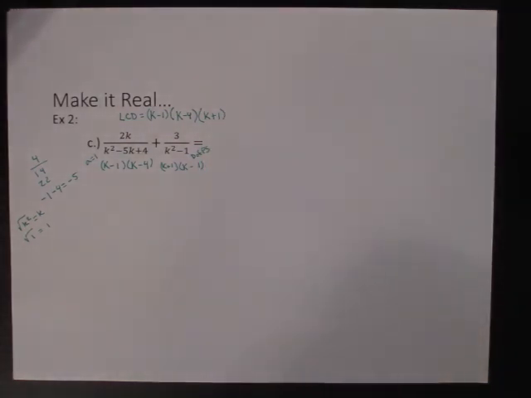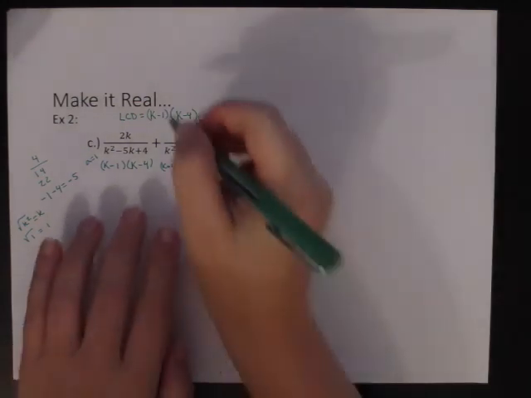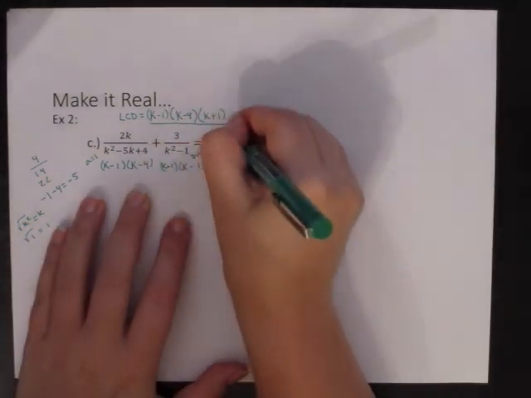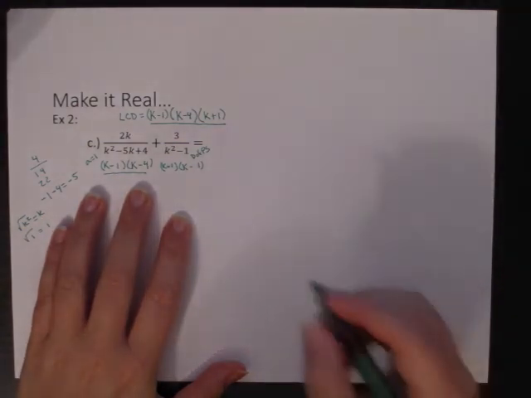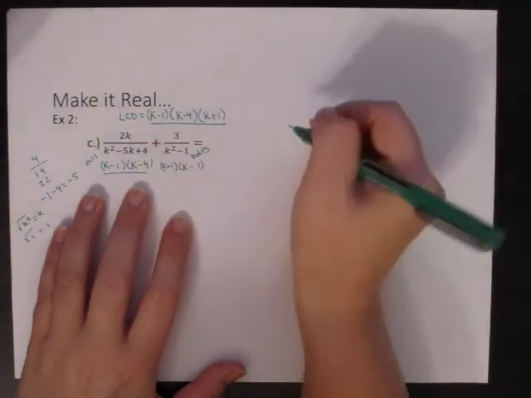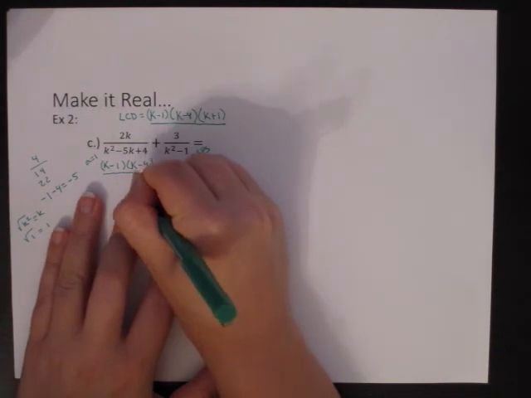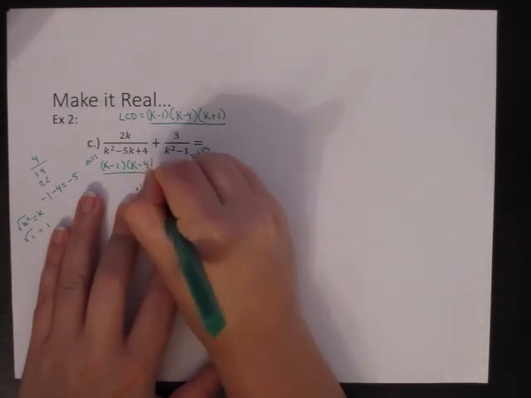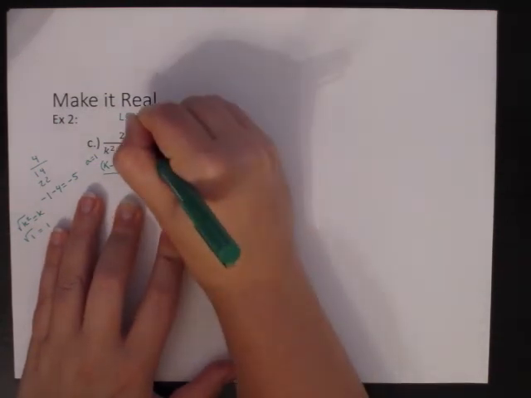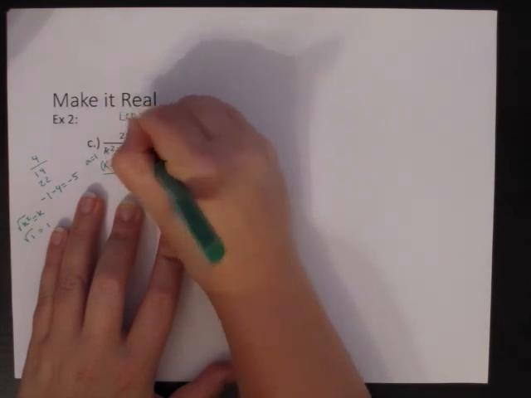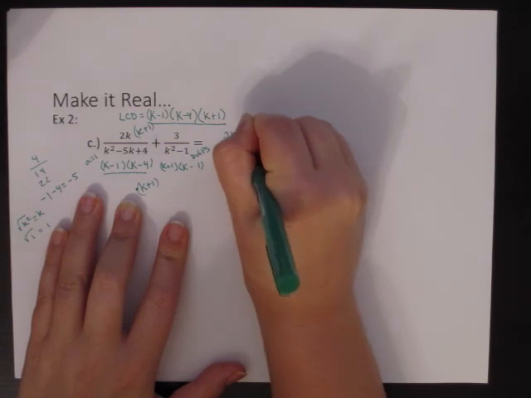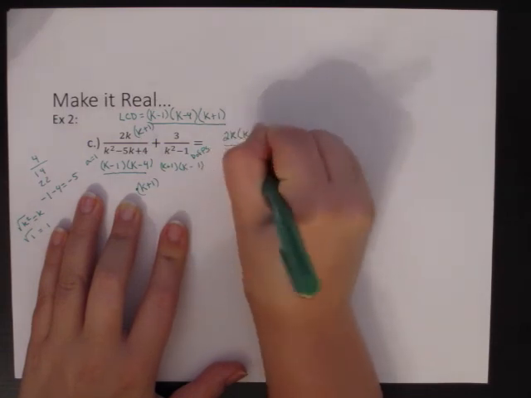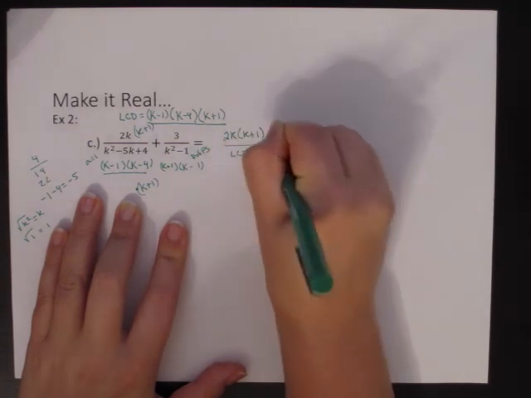So that's step 1. Step 2, we have to make equivalent fractions. So I compare my LCD to my first denominator, and I ask myself what's missing. The only thing that's missing from here to here is just the k plus 1. And what I do to the bottom, I have to do to the top. So I'm literally just going to write it out. I'm going to go 2k times k plus 1 over LCD.